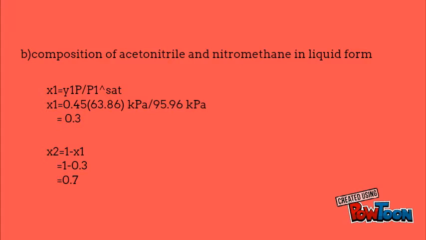We will then get x1 equals 0.45 times 63.86 over 95.96. We will get x1 equals 0.3. To find x2, we just need to do 1 minus 0.3 and we will get 0.7.